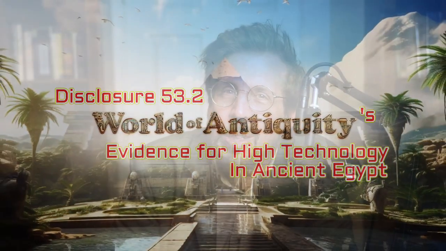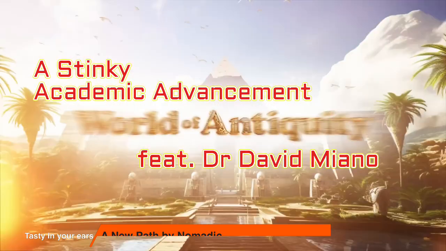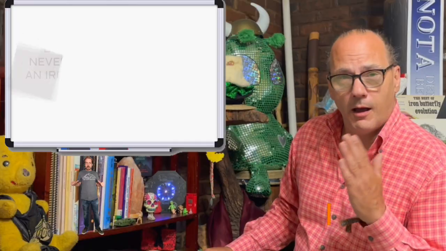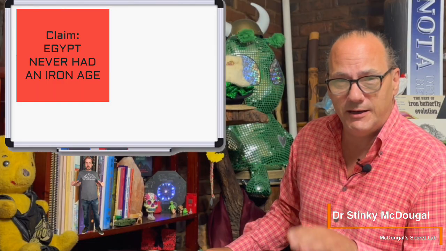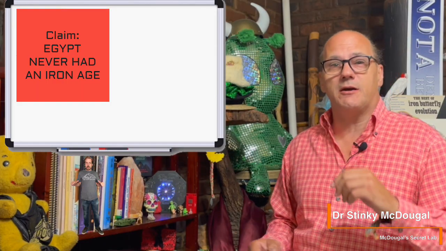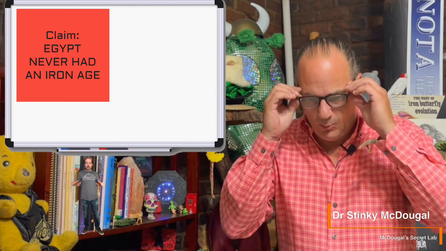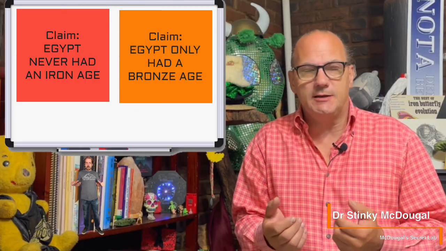Still haven't come up with a reason why they didn't smelt iron. One interesting aspect of ancient Egyptian technological history is that Egypt never had an Iron Age. Hard stop. There was no Iron Age in Egypt, at least not until after they were conquered. But if they didn't have an Iron Age, what kind of age did Egypt have? And the answer was they had a Bronze Age.